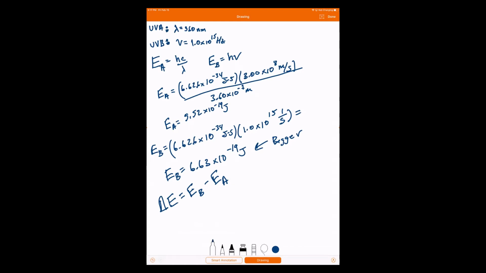So we take a look at that and we subtract the two: 6.63 times 10 to the negative 19th joules minus 5.52 times 10 to the negative 19th joules. And what do we get there? We get that the difference in energy between UVA and UVB equals 1.12 times 10 to the negative 19th joules. And that's all.